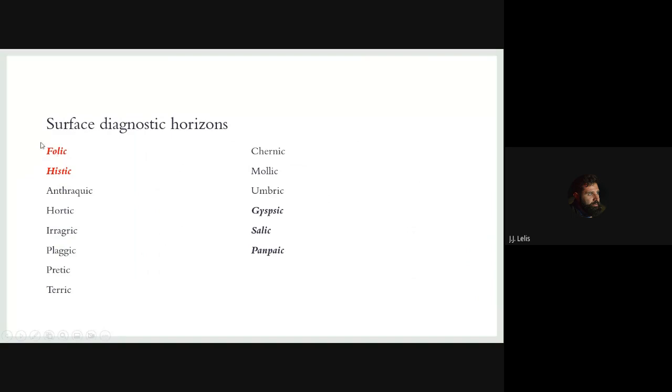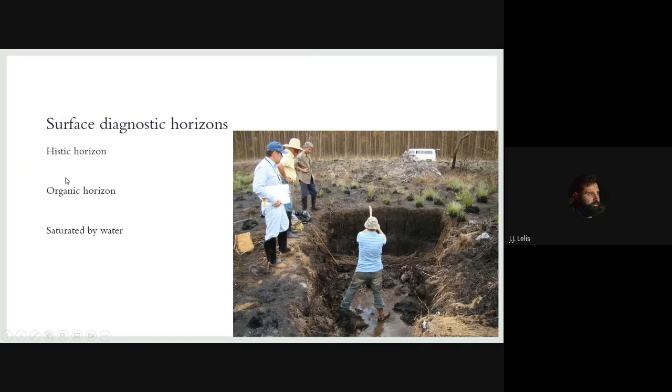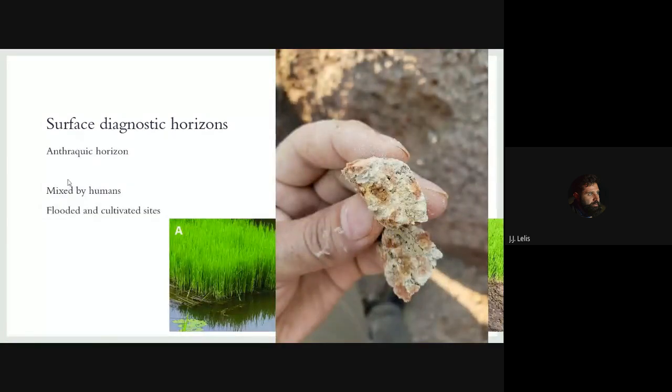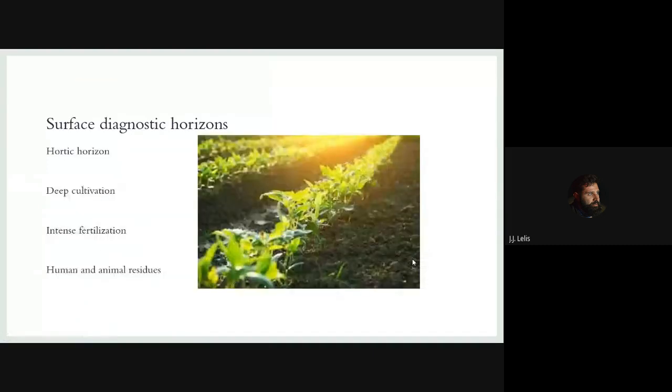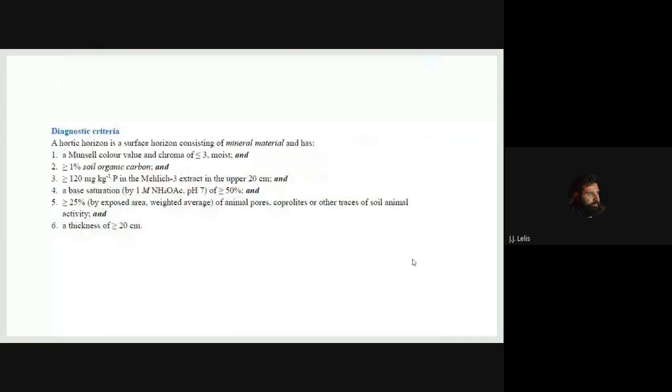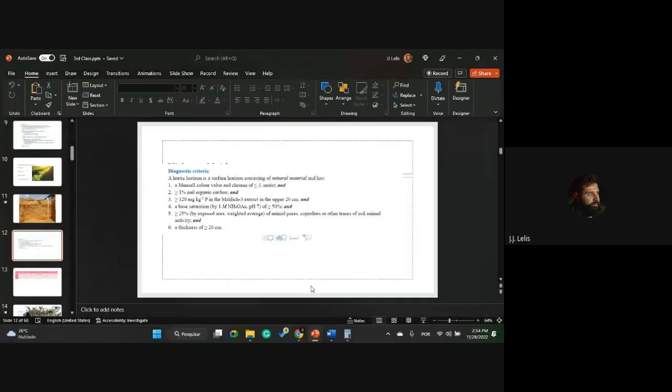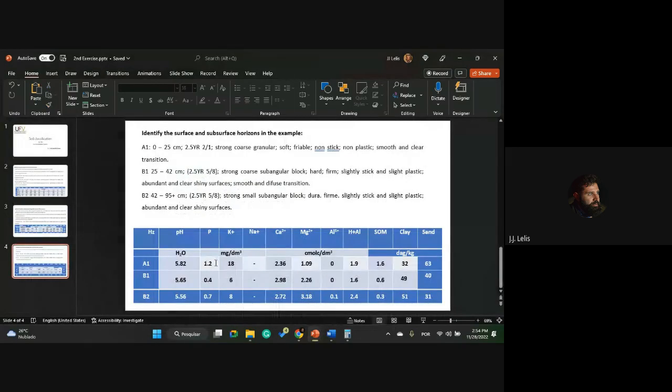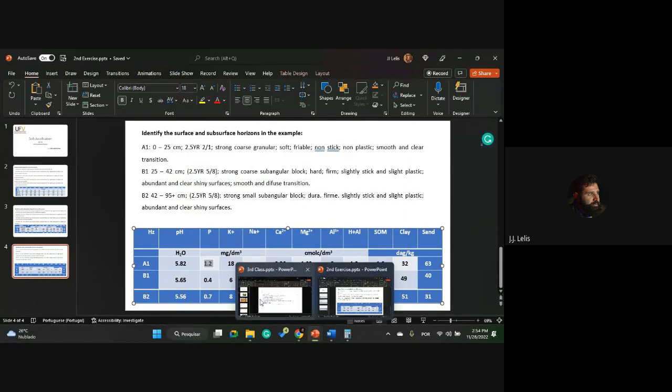So it's not a folic or a histic horizon. An anthropic horizon does not possess a gray color, so it's not anthropic. A hortic horizon should possess a high content of phosphorus. And here, let's see, the content is very low, so it's not a hortic horizon.